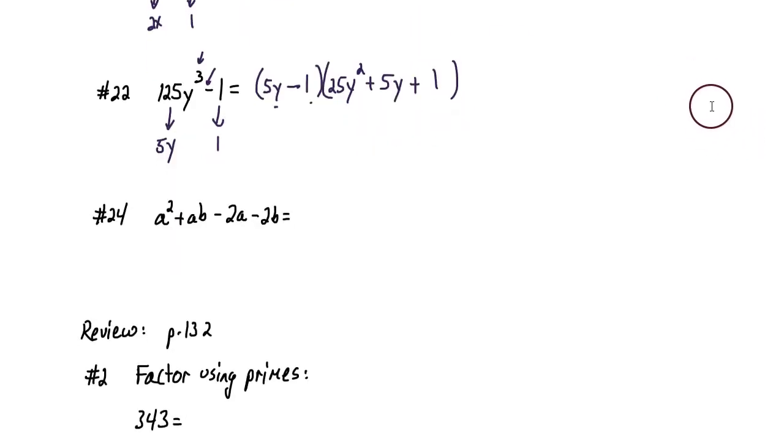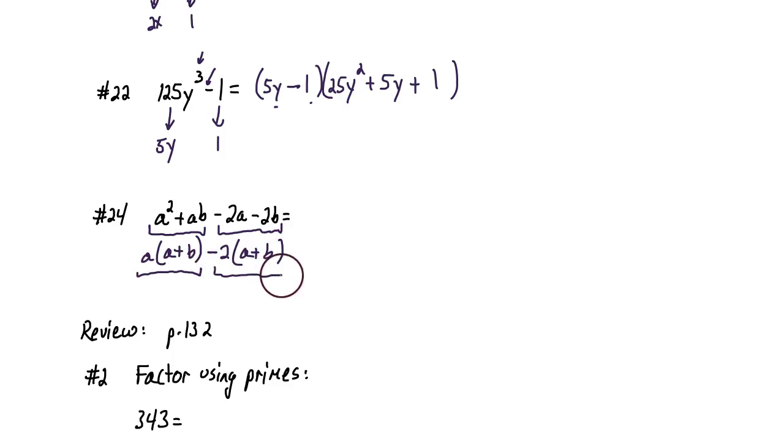Number 24 has 4 terms, so we want to try grouping. So let's group these together and group these together. In the first binomial, both of them divide by a, leaving a plus b. In the second binomial, they both divide by -2. So write down -2, and then in parentheses, we have a plus b. Notice that both of these have an a plus b in common. So the final answer is a plus b, and then in another set of parentheses, take the a and take the -2.